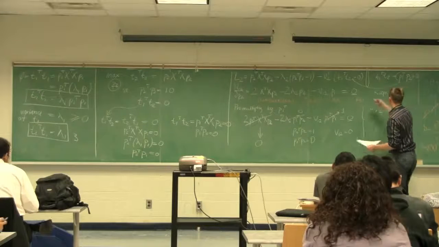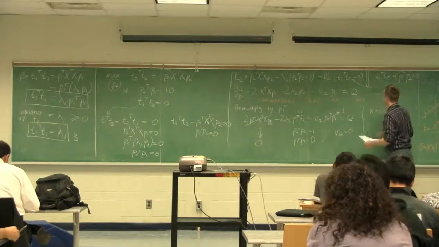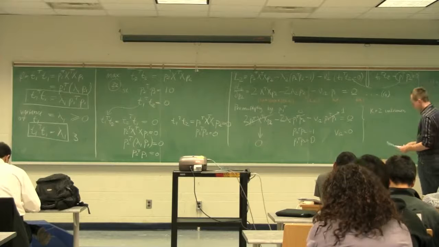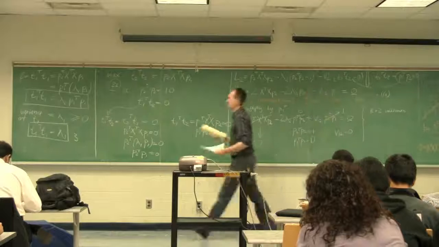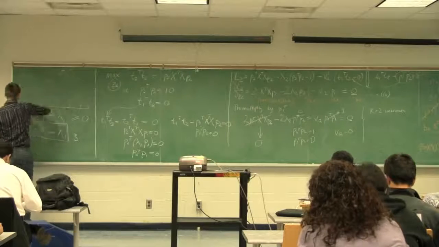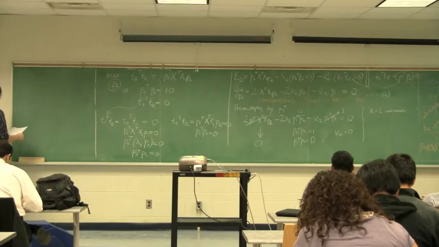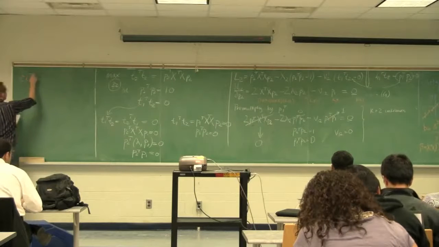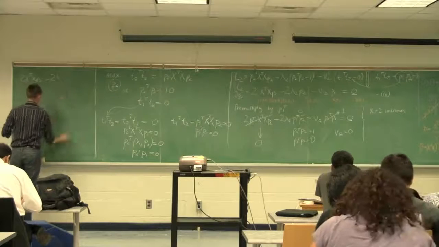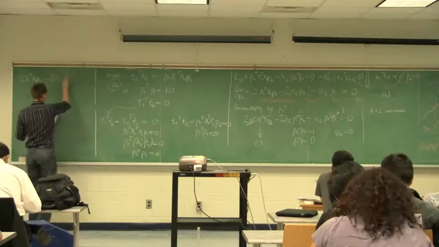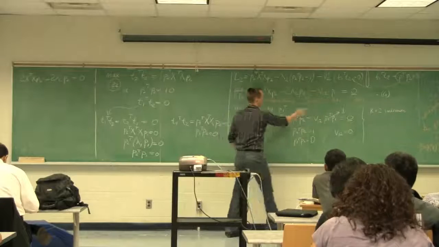So let's go back to this equation. I'm going to call this equation 4. If we go back to equation 4, I have 2 times X transpose X P2 minus 2 times lambda 2 P2. I can now set that equal to 0 because I've already shown V12 is 0.